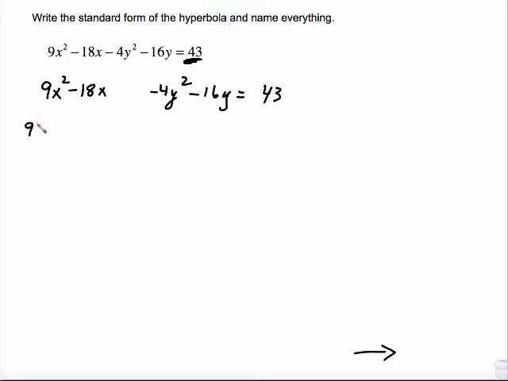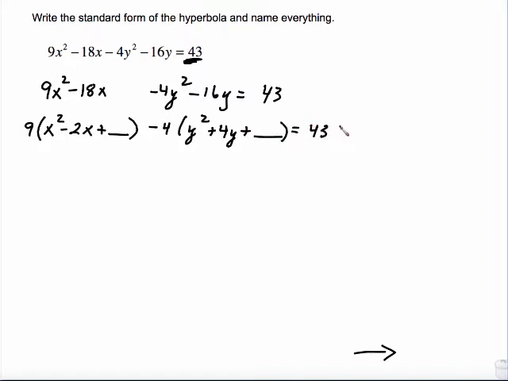We have to factor this out. So factor a 9 out of here gives us x squared minus 2x plus blank. We'll come back to that in a minute. Minus 4 times y squared. And if you factor a negative 4 out of this, this is going to turn into positive 4y plus blank equals the 43 that's already there plus a blank plus a blank. Then we have to actually complete the square. Half of 2 is 1, 1 squared is 1, but really we didn't just add 1, we added 9 times 1 to this value, so that's what has to be added over on the right side. Half of 4 is 2, squared is 4. Didn't just add a 4, we added negative 4 times 4, which is negative 16.